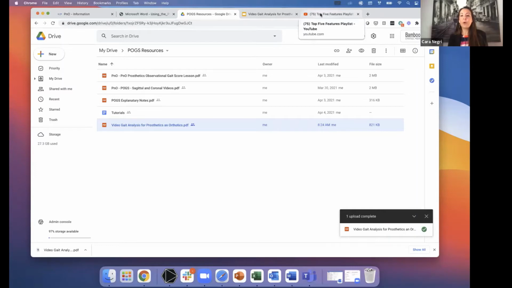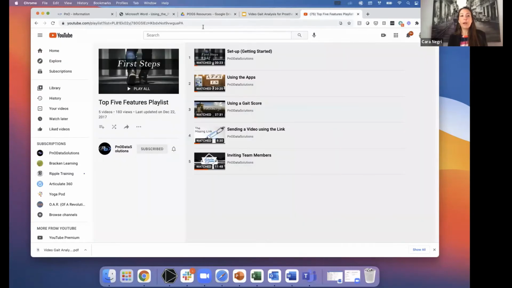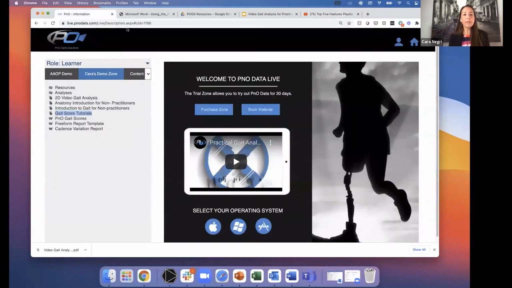And also, if you are looking for more videos, if you go to YouTube and go to P&O Data Solutions, there's a getting started presentation using apps, using a gait score. But again, all of these methods that I'm going to show you today do not require you to have the software. You can do it by hand. I'm just going to show you the way that I do it. So let's go over here.